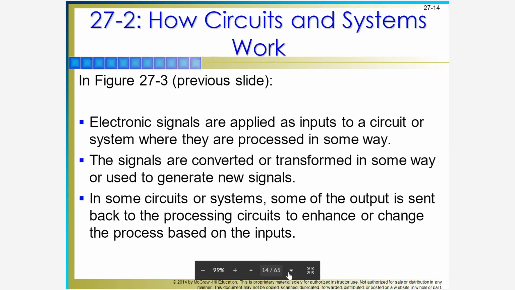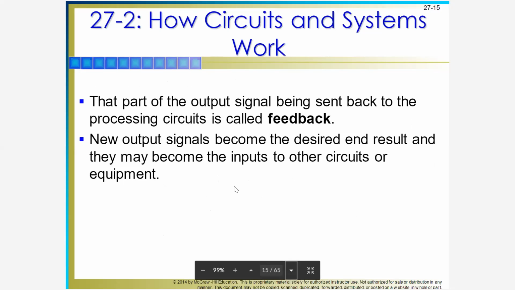Next, we have the part of the output signal being sent back to the processing circuits, which is called feedback. Okay, I already said that before. New output signals become the desired end result, and they may become the input to other circuits or equipment. Okay, since we have the output, that output will become the input to the other circuit because they have a connection. Okay, next we have.